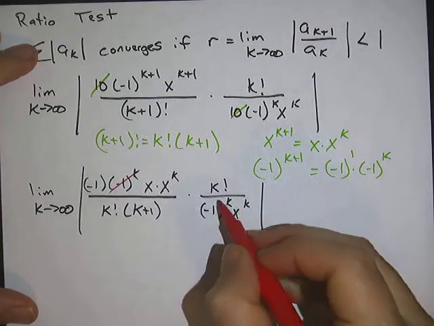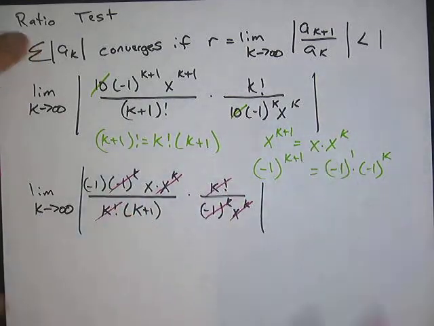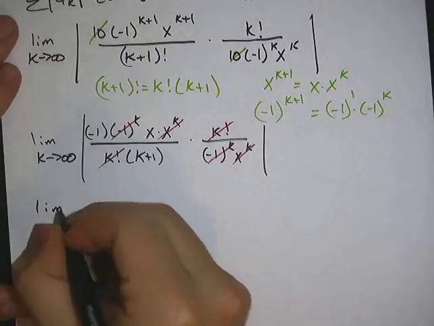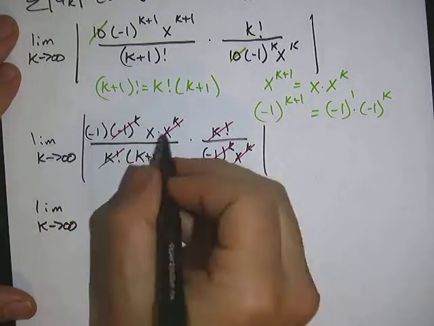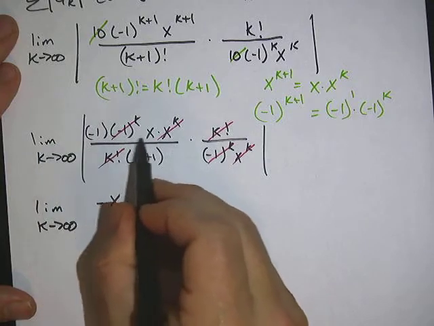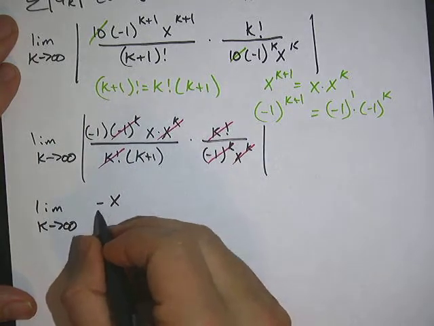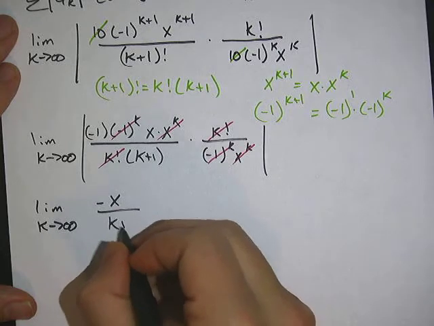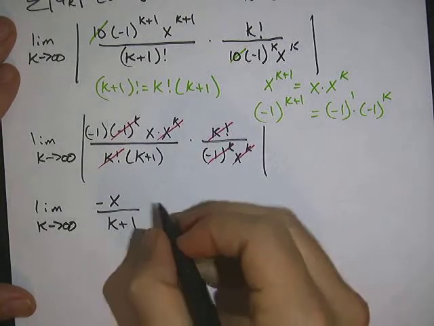All right, so let's reduce some things. The negative 1 to the k's, the x to the k, the k factorial, those are all going to reduce. So that's going to give us the limit as k approaches infinity of negative 1 times x, so negative x. Is there anything else on top? Doesn't look like it. Divided by what's on the bottom, k plus 1. Okay, so it looks like everything canceled out, and we can go ahead and take this limit.